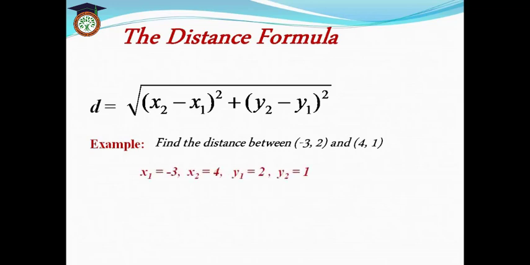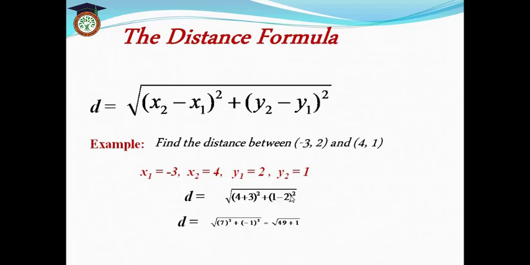Of course, here we can see that x1 equals -3, x2 equals 4, y1 equals 2, and y2 equals 1. By substituting in our formula, we will find that distance equals the square root of (4 plus 3) squared plus (1 minus 2) squared. 4 plus 3 equals 7, so (4 plus 3) squared equals 7 squared.